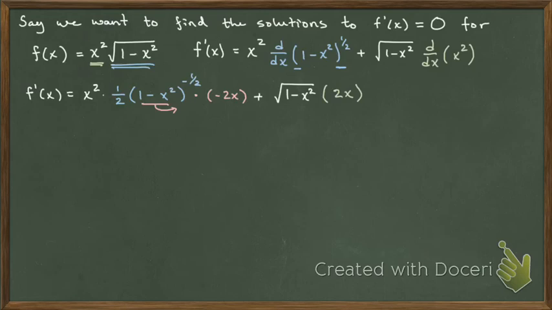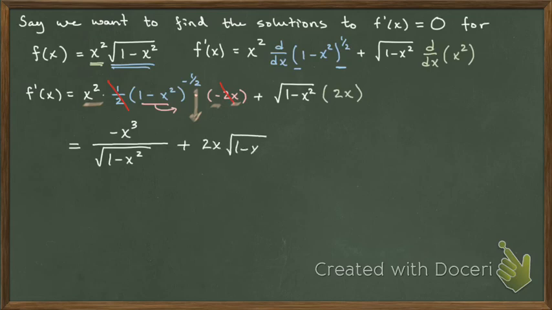I'm going to simplify a bit here. I see that a 2 and a 1/2 are going to cancel, and I'm left with x squared times an x in pink, which is an x cubed, and there's a minus there as well. 1 minus x squared to the minus 1/2 is often written then in the denominator as the square root of 1 minus x squared. There's really nothing to simplify on the other side of that plus sign. I've got just a 2x times my radical 1 minus x squared.